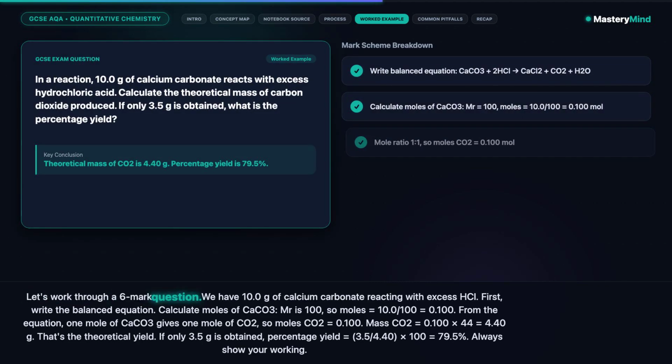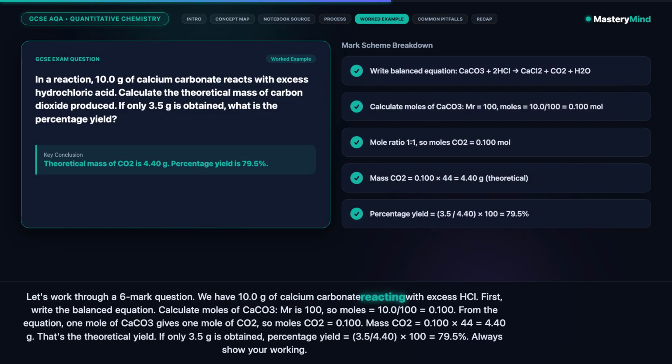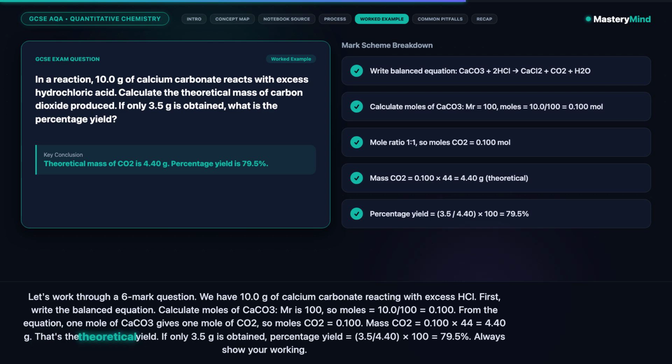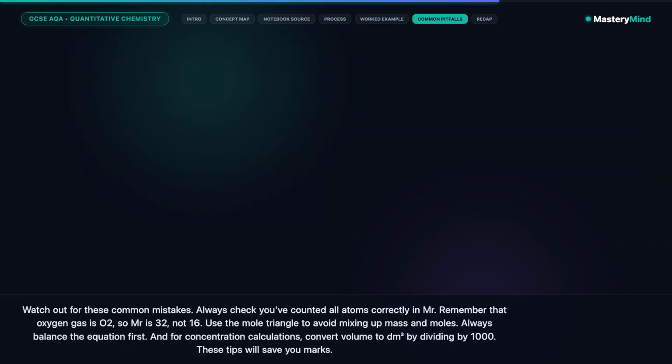Let's work through a 6-mark question. We have 10.0 g of calcium carbonate reacting with excess HCl. First, write the balanced equation. Calculate moles of CaCO3. Mr is 100, so moles equals 10.0 divided by 100, which is 0.100. From the equation, 1 mole of CaCO3 gives 1 mole of CO2, so moles of CO2 is 0.100. Mass of CO2 is 0.100 times 44, which is 4.40 g. That's the theoretical yield. If only 3.5 g is obtained, percentage yield is 3.5 divided by 4.40 times 100, almost 79.5%.